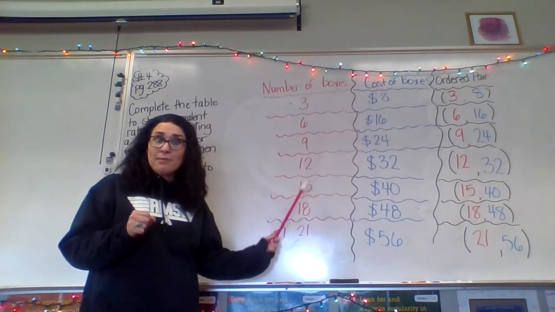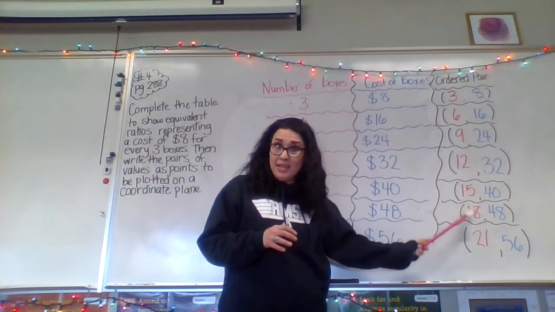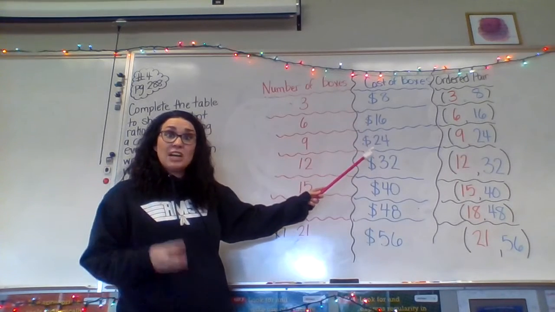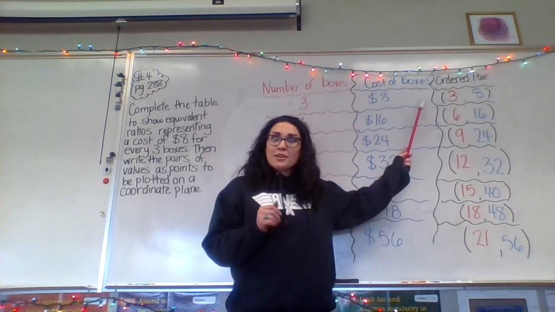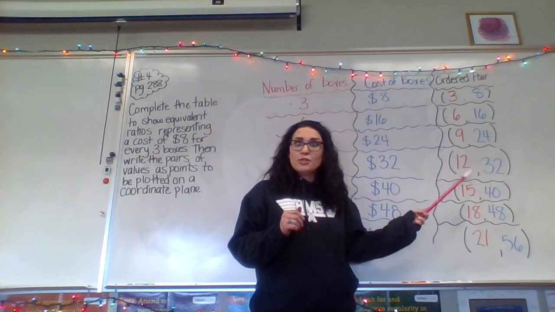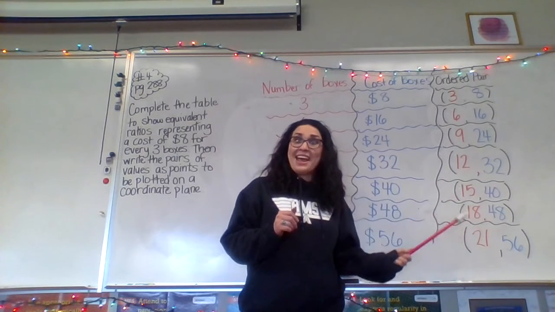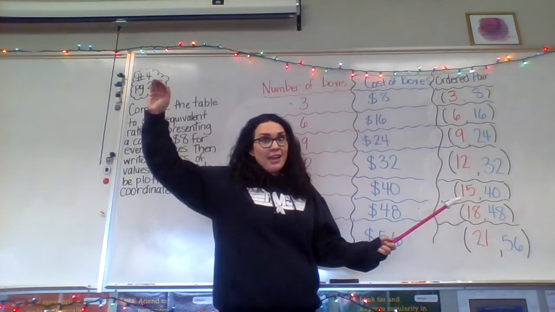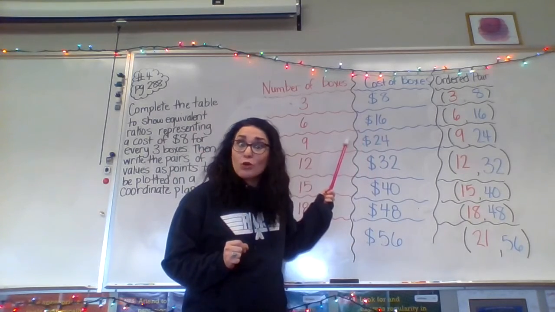All of the red are the numbers for our boxes. Again, that's going to be our x-coordinate. That's the number that comes first. And then the price, that's our dependent variable. That's our y-coordinate. And that number comes second, all right? So our ordered pairs: 3, 8; 6, 16; 9, 24; 12, 32; 15, 40; 18, 48; then 21, 56. And remember, if you actually graph those, it's going to create that straight line because they are all equivalent ratios showing the same relationship.